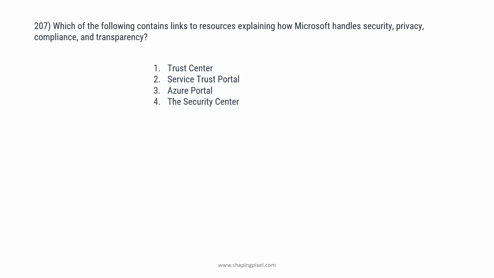Question number 207. Which of the following contain links to resources explaining how Microsoft handles security, privacy, compliance and transparency? And you have four options. Option one, Trust Center. Option two, Service Trust Portal. Option three, Azure Portal. And option four, the Security Center.